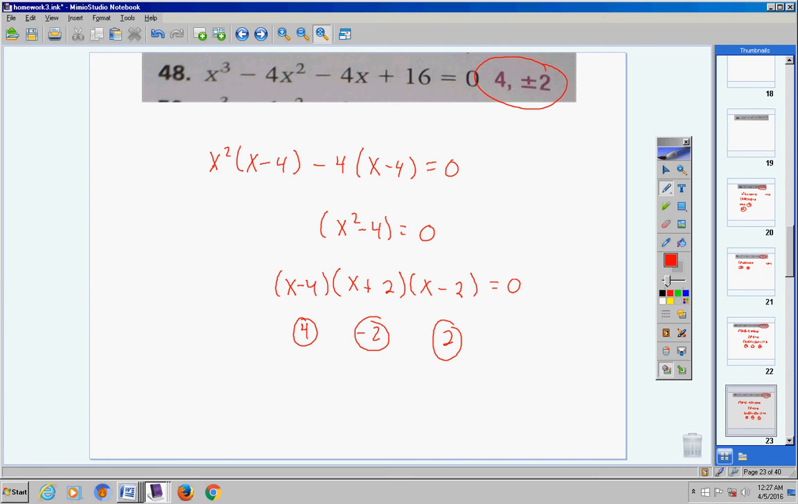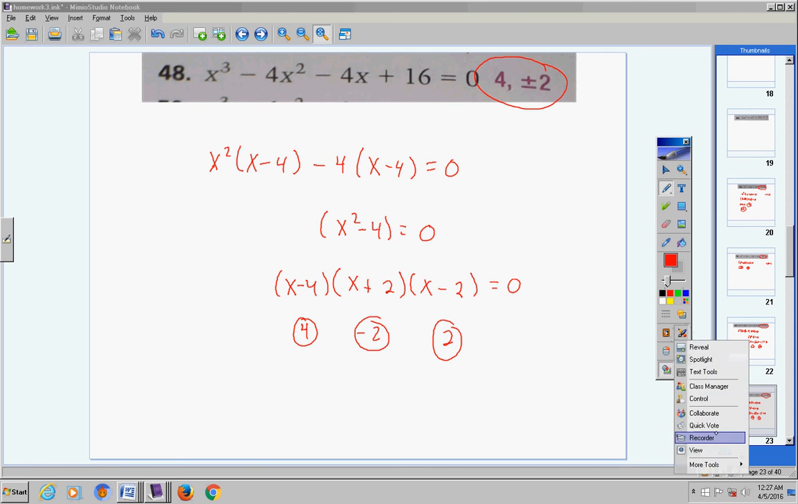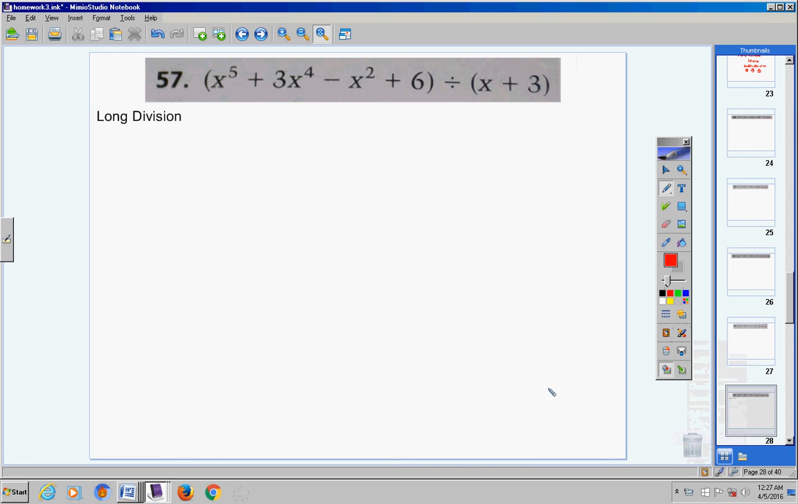Now we're going to move on to numbers 57 and number 62, those two numbers there. Now on number 57, the directions in the book say to divide this by using synthetic division. However, in the directions I gave you, I told you to use long division, so here we go. Make sure that your divisor is written in standard form, and it is. Make sure your dividend is written in standard form, and it is.